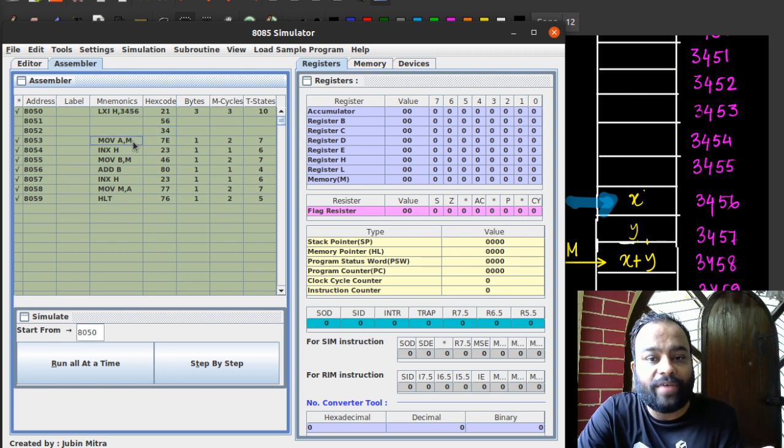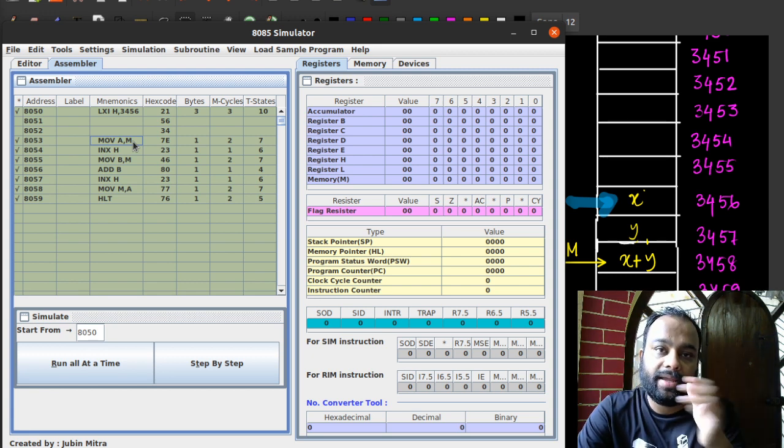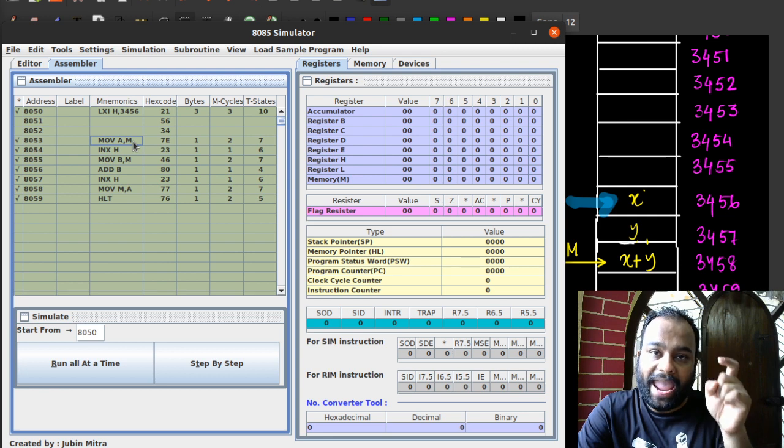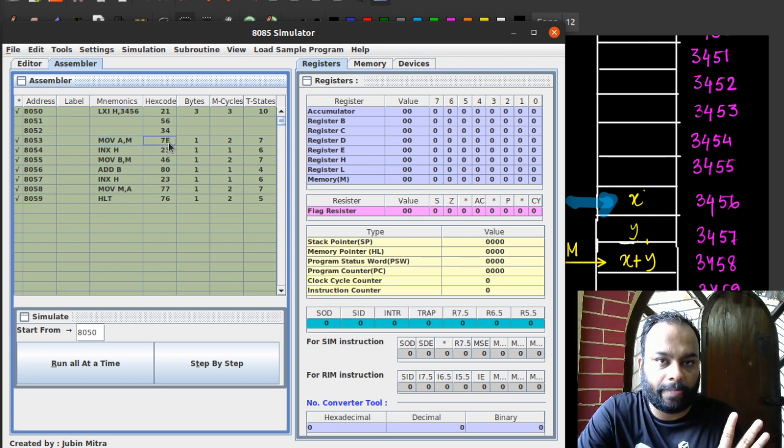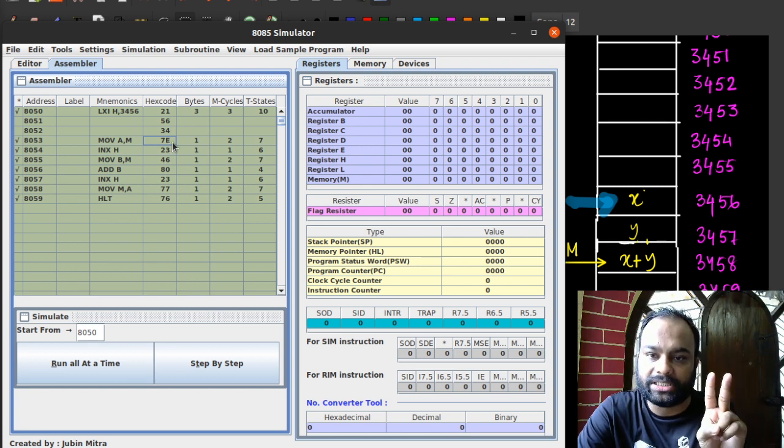Then we have MOV A, M, right? So we are copying the content that is being pointed by M, okay, into register A. So it has just one opcode fetch. It has just one opcode, right? It is a 1-byte instruction, but it has 2 machine cycles.